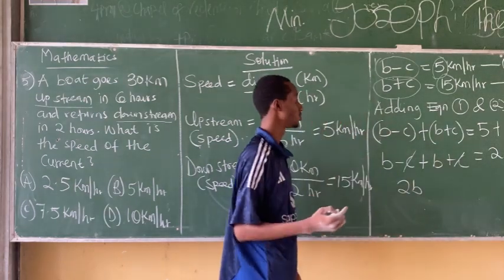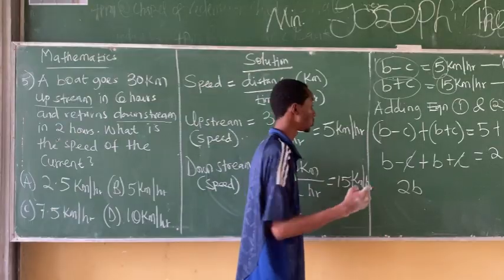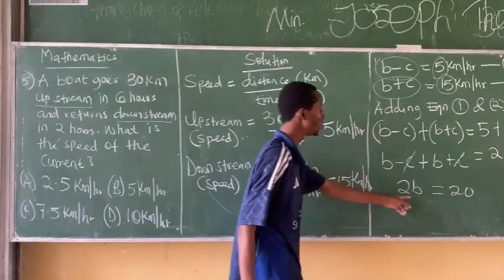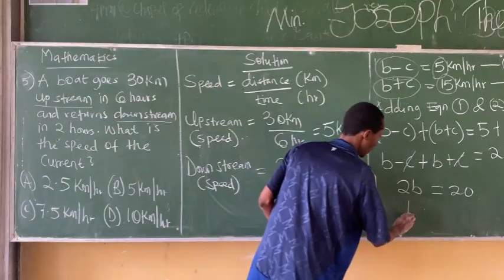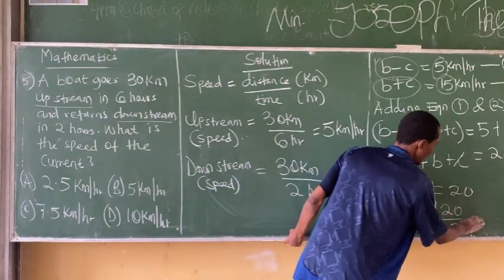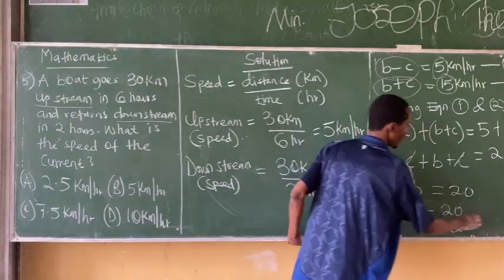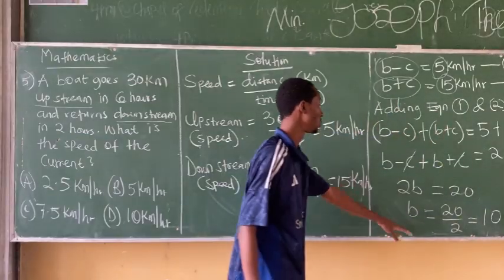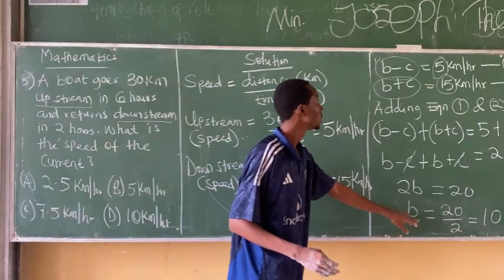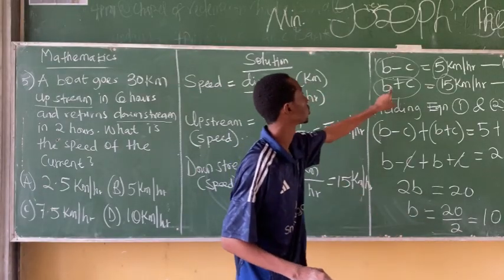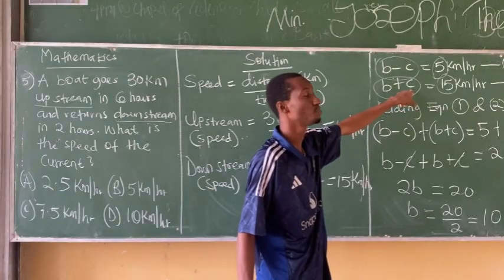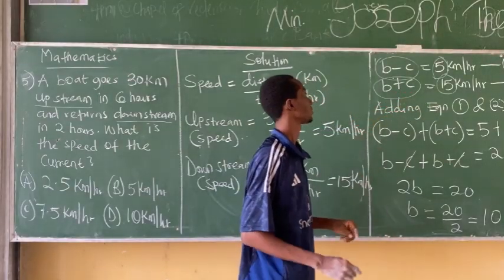Not B squared. Some of you might be confused and say B squared, but it's 2B is equal to 20. If we make B subject of formula, B is equal to 20 divided by 2, which is 10. Therefore, the speed of the boat, which is B, is 10. We have gotten the value of B. We substitute the value of B into equation 2 to find C. Don't forget, C stands for the speed of the current.